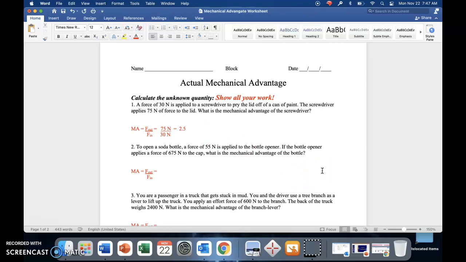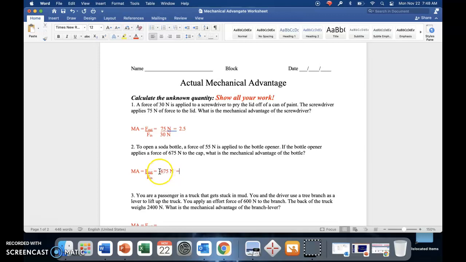Again, we move down to number 2. Again, we have a bottle opener. Again, the bottle opener is being used as a lever. And we'll talk more about these simple machines later on. So again, since we're finding mechanical advantage, what is the force we get out of the lever? How much force did we have to apply to the lever? In this case, we are applying 55 newtons of force, and the bottle opener will multiply that to 675 newtons and apply that to the cap. Okay, so our top number here is going to be 675 newtons.